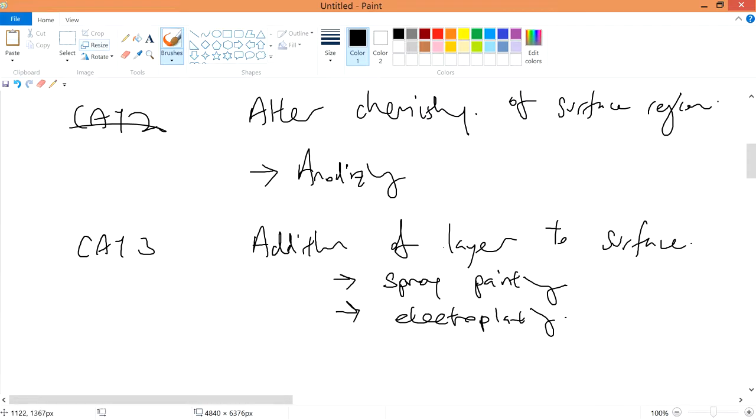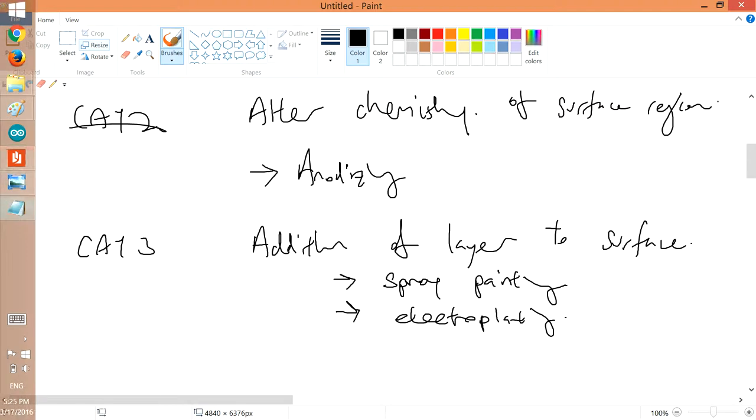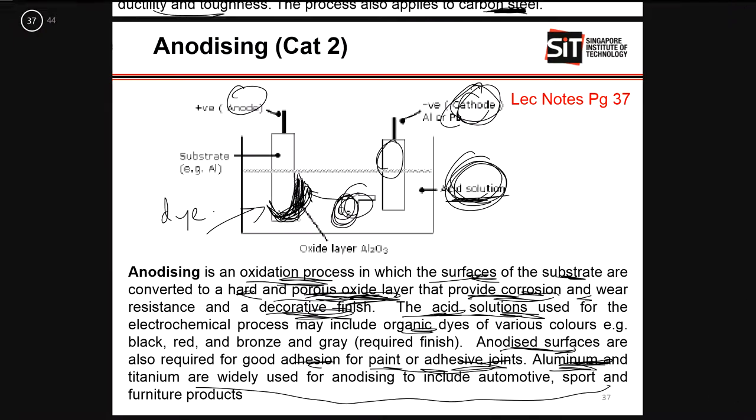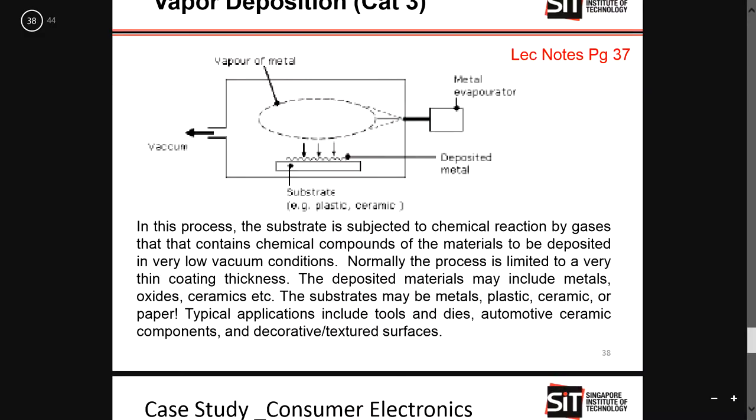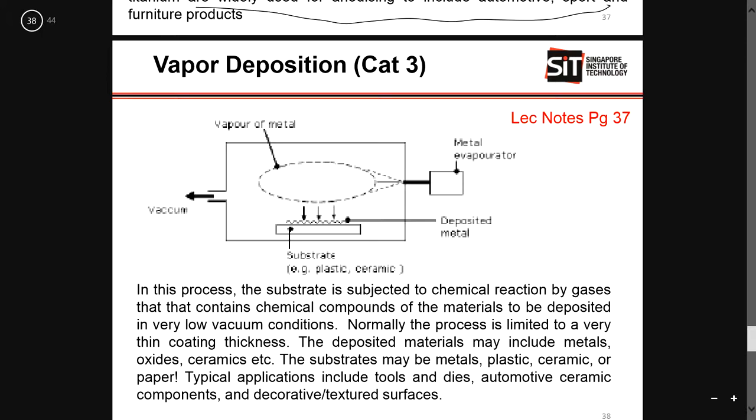Alright, it's an addition of a layer to the surface. You can use spray painting and electroplating. So in fact, there are two examples. I don't know why he gives two examples. And he didn't explain Cat 3, which is vapor deposition, where this thing over here is a bit like a chemical reaction. I don't know why, but anyway.